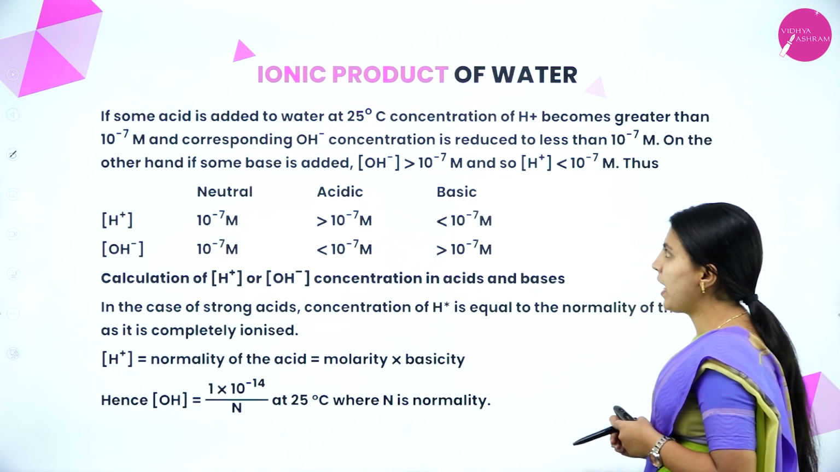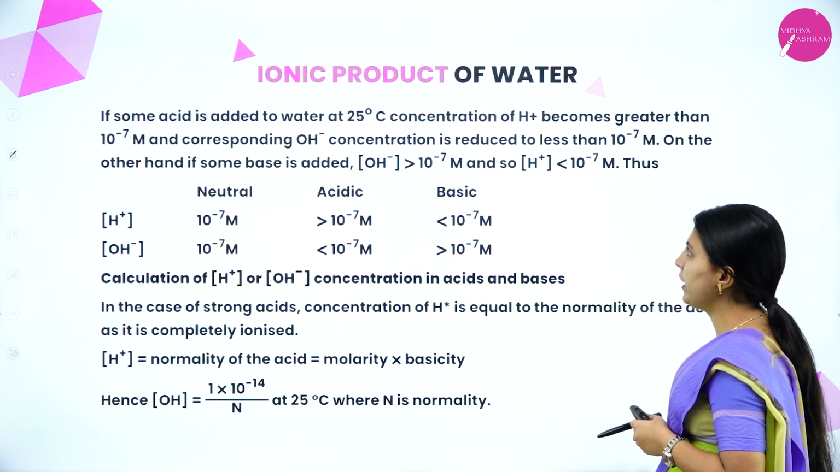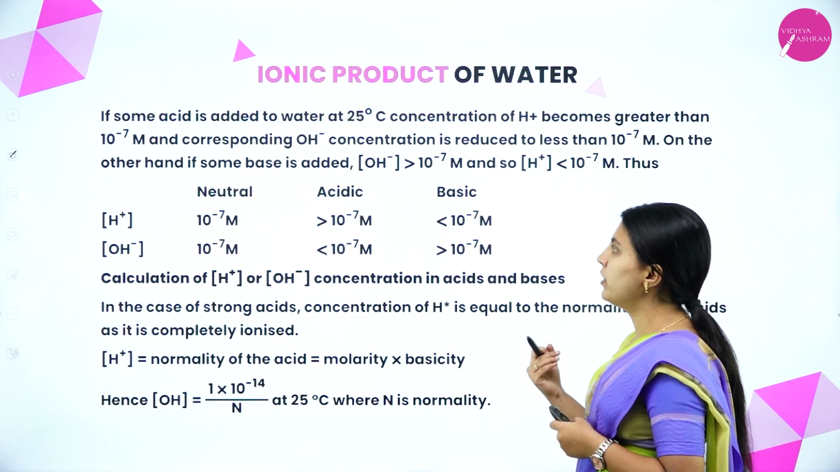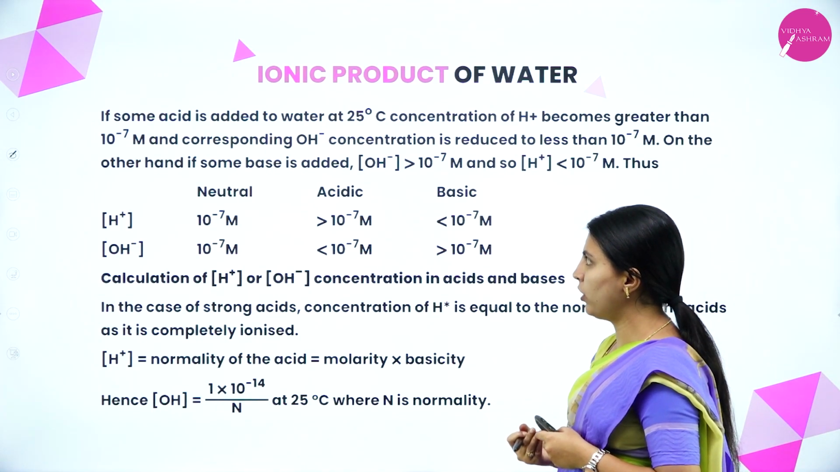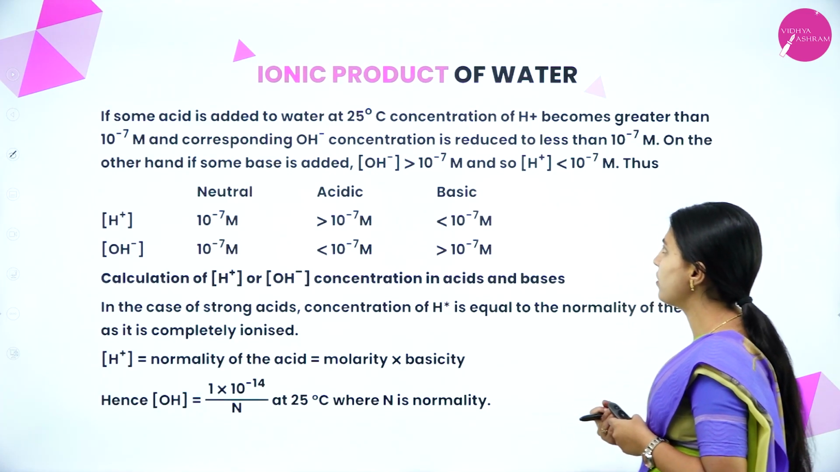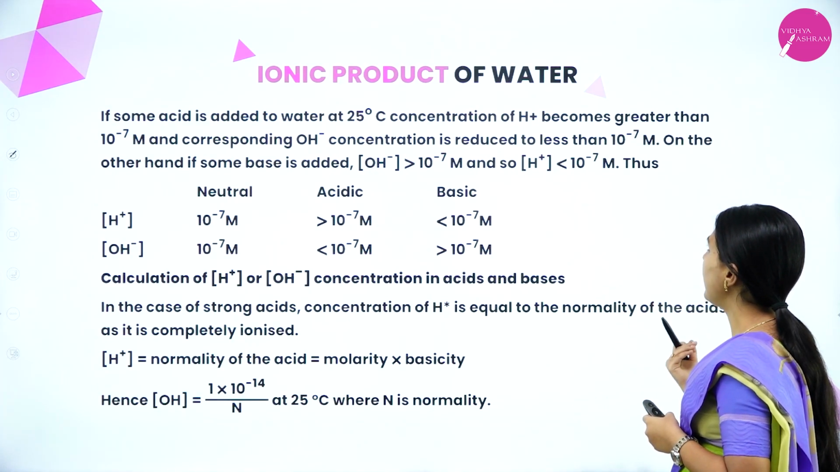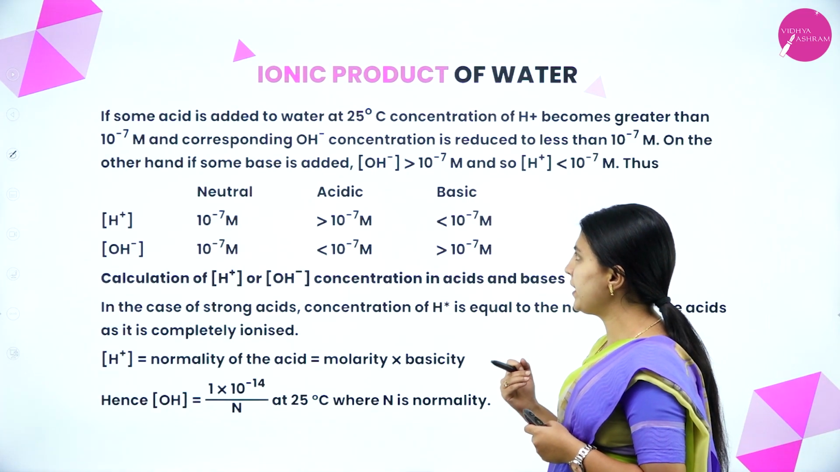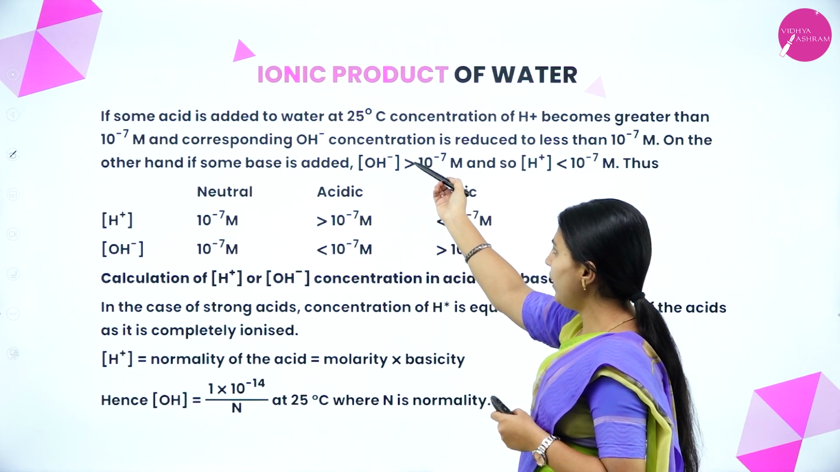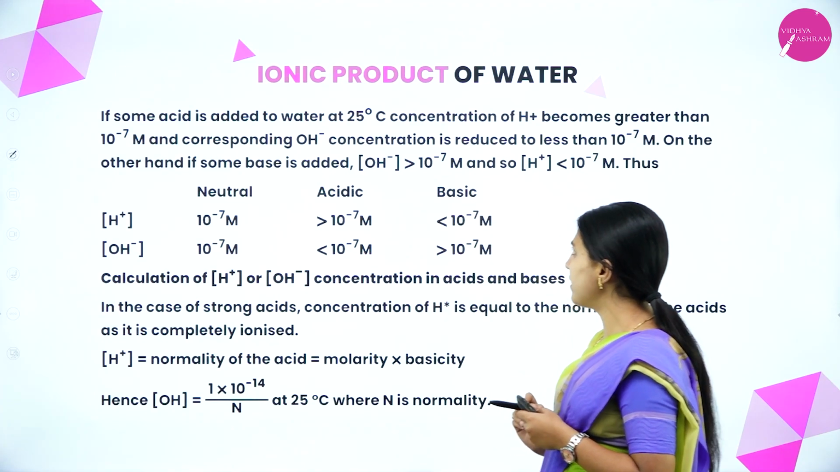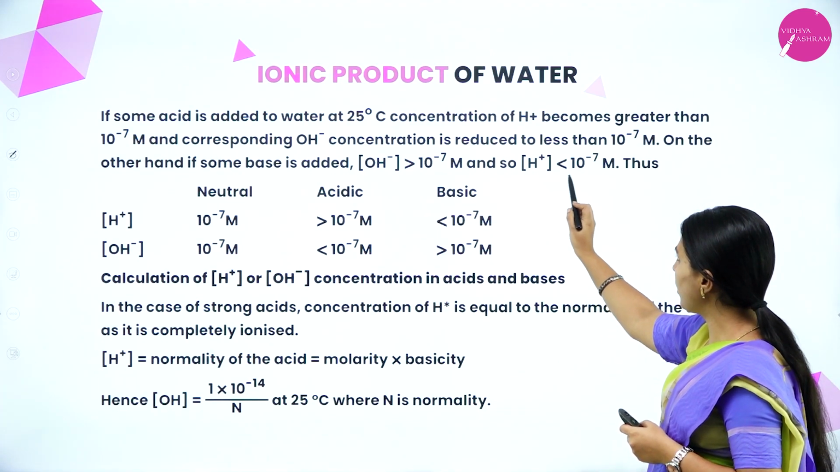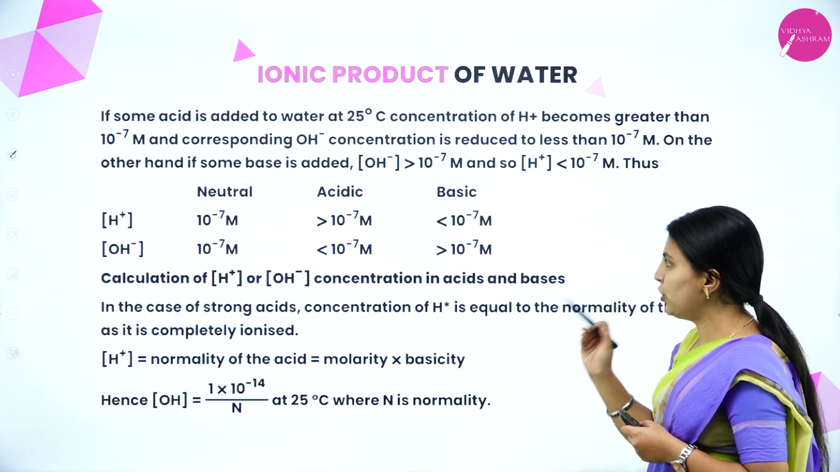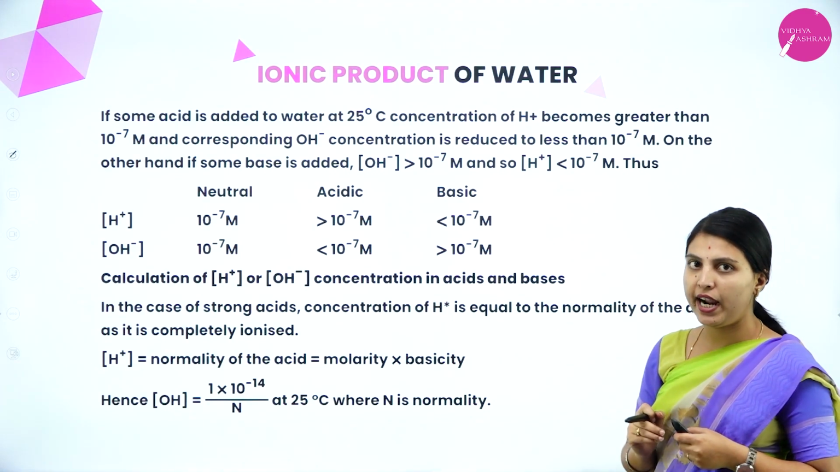If some acid is added to water at 25 degrees Celsius, the concentration of H+ becomes greater than 10 to the power of minus 7 molar and the corresponding OH- concentration is reduced to less than 10 to the power of minus 7 molar. On the other hand, if some base is added, OH- will be greater than 10 to the power of minus 7, and so the H+ ion will be lesser than 10 to the power of minus 7 molar. Thus, neutral, acidic and basic can be identified.